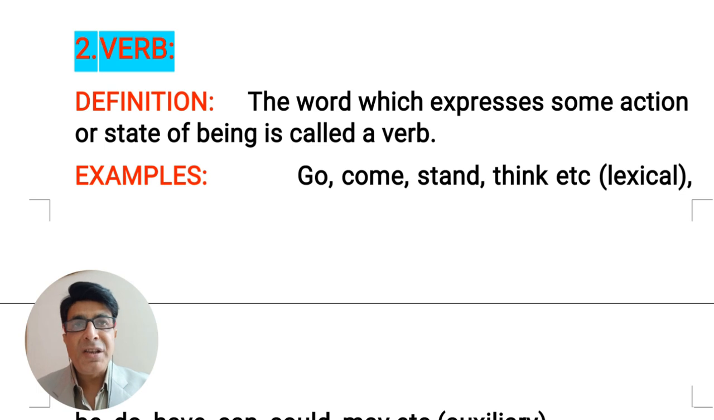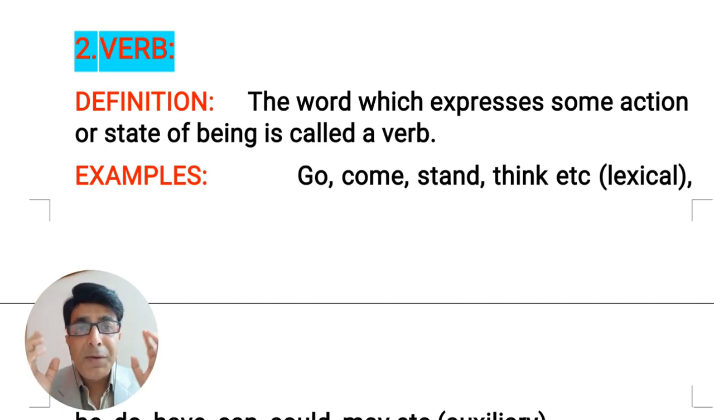The next part of speech is verb. Friends, remember, verb is the heart and soul of any language, and English is not an exception. Without the verb, you cannot make your sentence meaningful, right? What is a verb? The verb means the word which expresses some actions, or sometimes a state of being. Say for example, when you use the word play, P-L-A-Y, play is a word which expresses some action of playing, right?